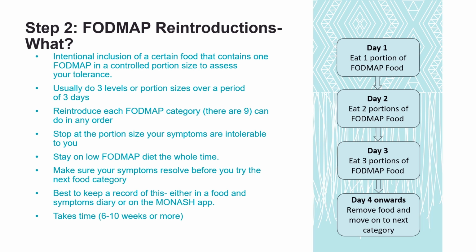Essentially, you start with the low serve on day 1, and then on day 2 you have the medium serve, and on day 3 you have the larger serve. If your symptoms get too much at level 1, you stop, and when your symptoms resolve, you move on to the next FODMAP category. If they're okay at level 1, you'd move to level 2. If they're tolerable at level 2, you would move to level 3. And if they're tolerable here, then yay, you're probably not sensitive to that particular FODMAP. If you stop at level 2, you can still tolerate a reasonable amount of the FODMAP, so that's still great.